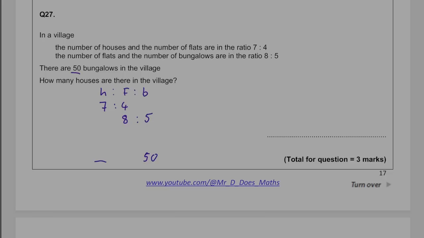So I'm going to start by combining them. Flats is the element that I can combine because I've got 4 and 8. I'm going to make them both 8, by using equivalent ratios. I don't need to adjust the second ratio, but I need to times the first ratio by 2. That's going to be 14 there. Now if I'm jumping to 50 from 5, I'm timesing by 10, so I'm going to times by 10 here as well, which will give me 140. So there are going to be 140 houses.